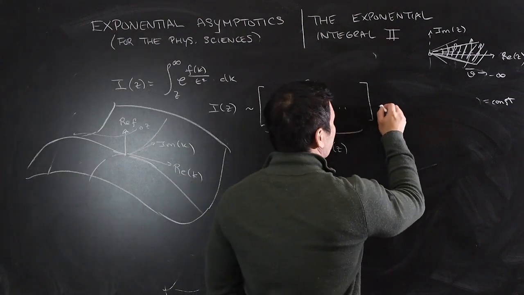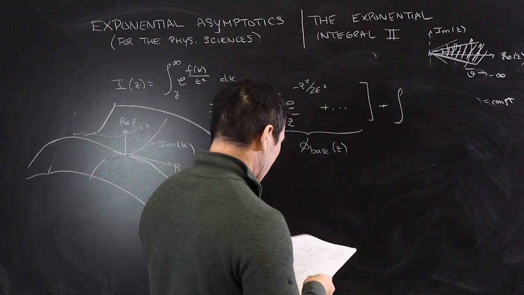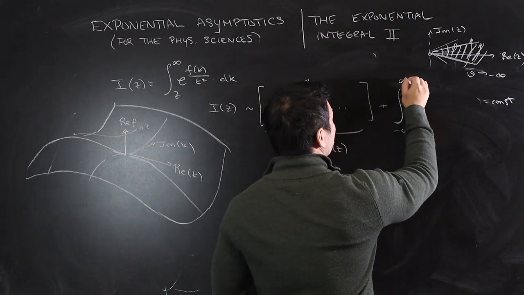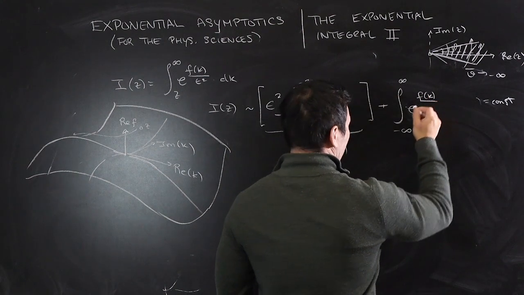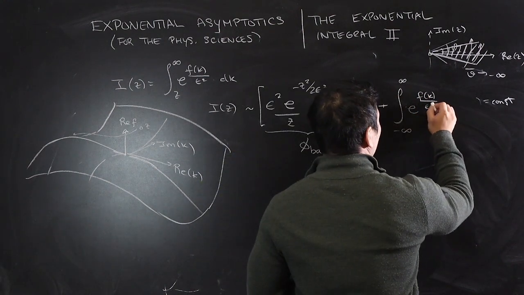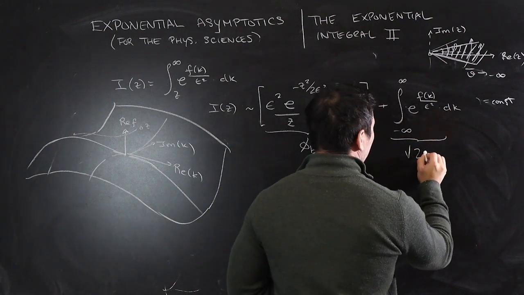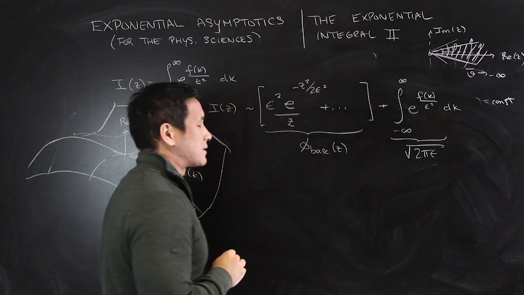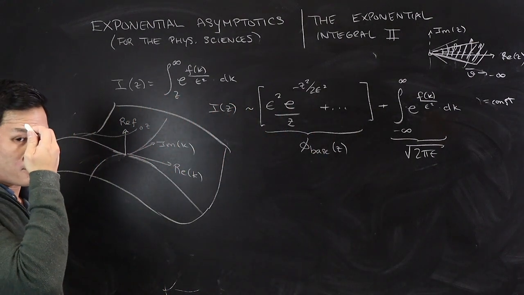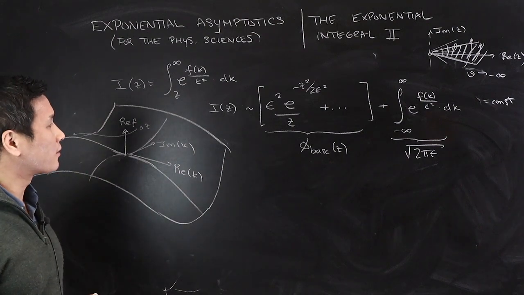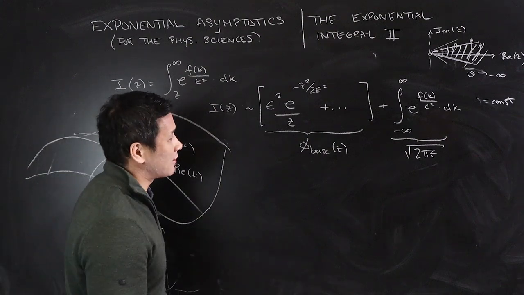But you also have a local saddle point calculation that you have to do, and it is essentially just the integral from minus infinity to positive infinity of e to the f of k over epsilon squared dk. That's essentially a Gaussian, so you can double check what that is for the given k, but it's root 2 pi epsilon. It's the same idea as for the exponential integral.